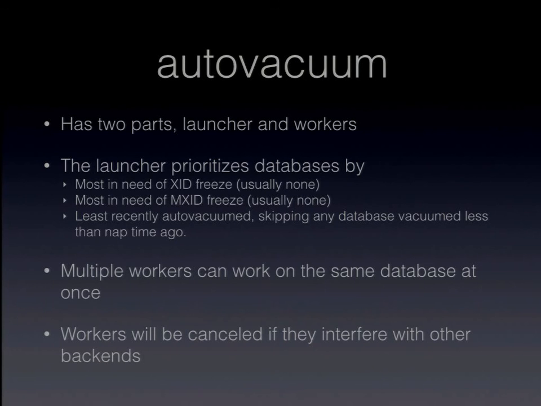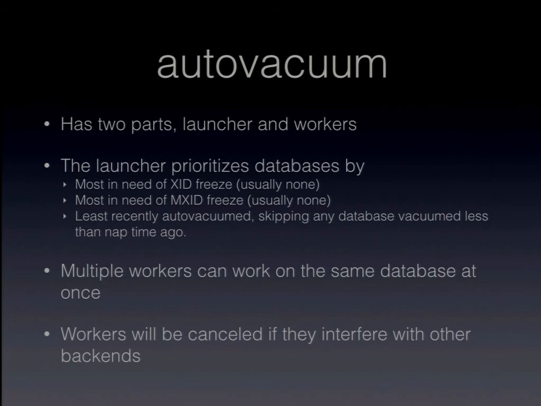So Autovacuum, there are two parts to Autovacuum. There's the launcher and there are the workers. The launcher prioritizes the databases basically by how close they are to needing to be frozen. First looking at the transaction freeze, second looking at the multi-transaction freeze. And if nothing's in danger, if nothing needs to be frozen, then it's just going to look at whatever database was least recently auto-vacuumed.